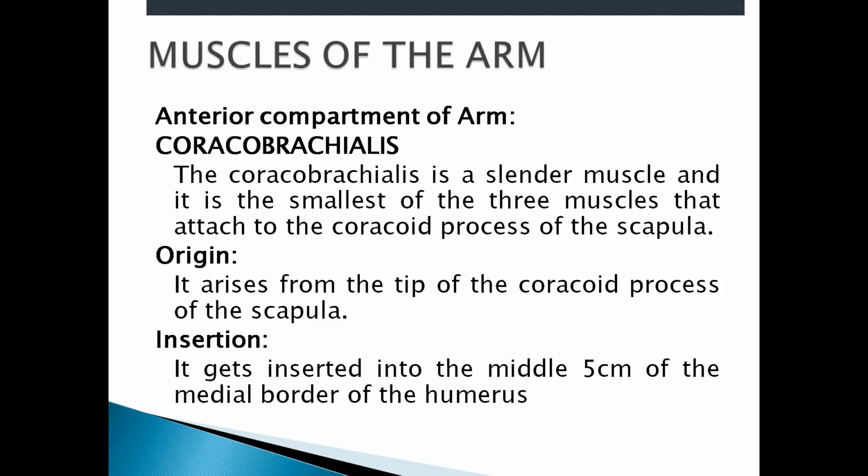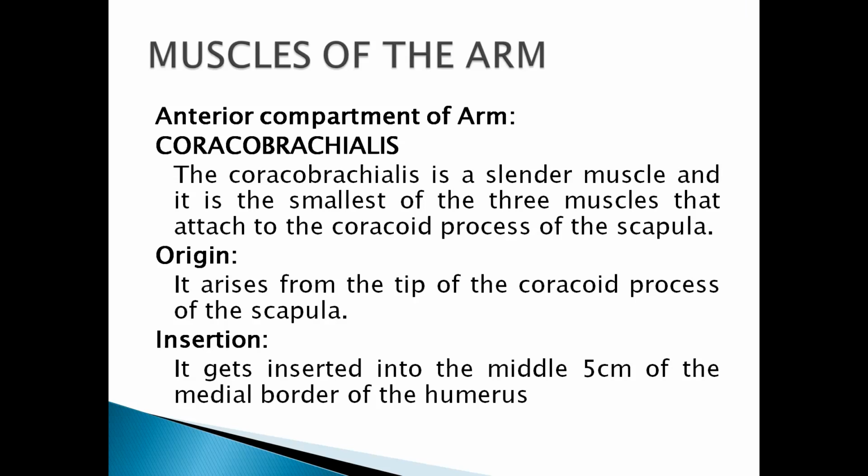Let us just see the origin, insertion, nerve supply, and action of all the muscles one by one. So the first muscle is coracobrachialis. It is a slender muscle and it is the smallest of all the three muscles which get attached to the coracoid process of scapula. Actually speaking, there are three muscles which get attached to the coracoid process: one is coracobrachialis, biceps, and another one is pectoralis minor. Out of these three muscles, the coracobrachialis is the smallest.